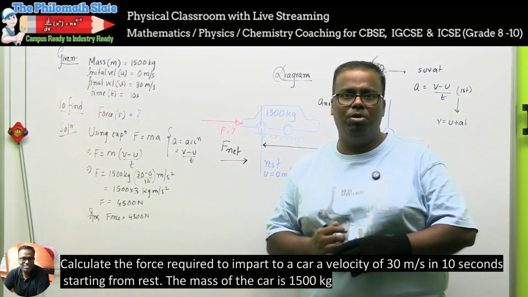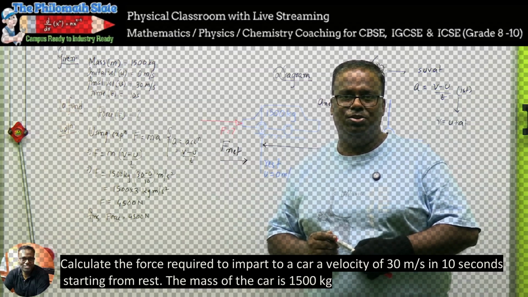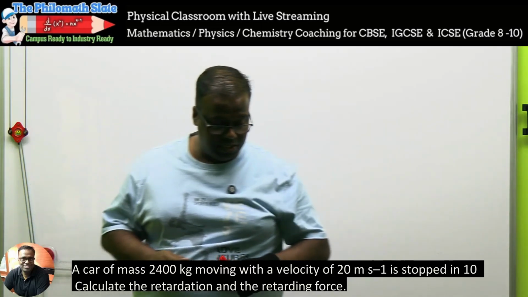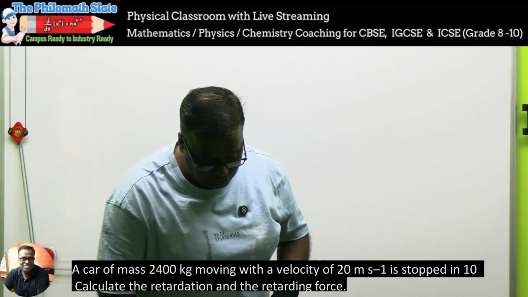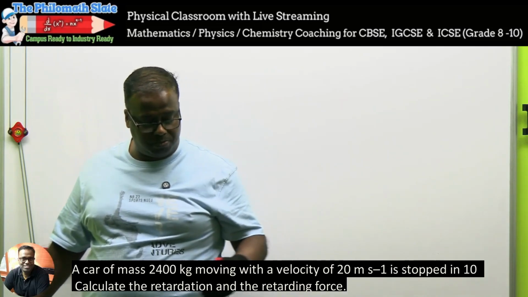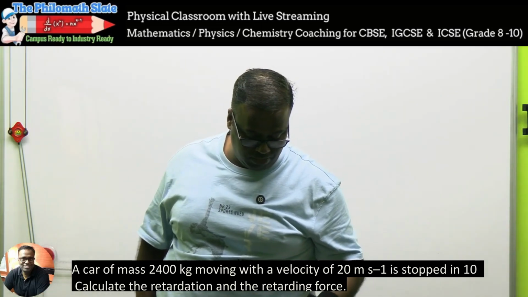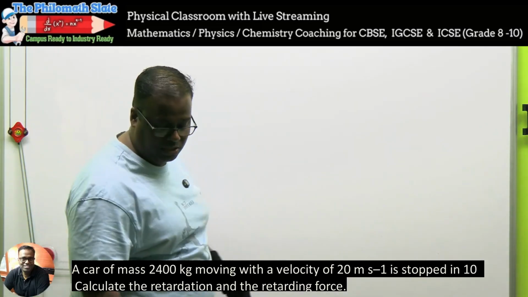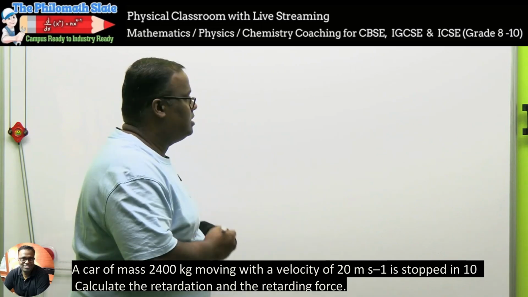We'll take one more problem and check that out also. Okay, right. So let's take one more problem. It says, a car of mass so and so is moving with a velocity so and so and is to be stopped in so and so seconds on applying brakes. Calculate retardation and the retarding force. Now this is interesting. Okay, so let's again draw a diagram.